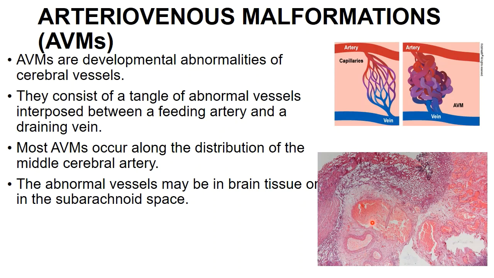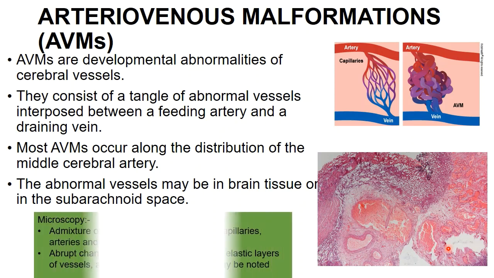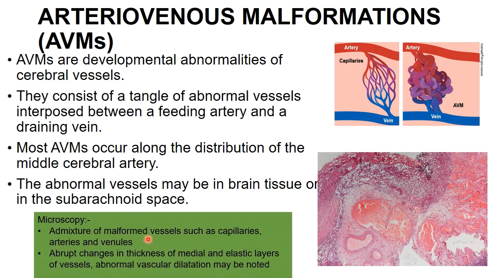Right? So what is this that you see here? You see vessels of variable caliber, right? So this is what we see. We see a mixture of malformed vessels such as capillaries, arteries and venules. The thick-walled arteries, the thin-walled veins, and you also have the very thin-walled capillaries here. And the abrupt change in the thickness helps you in identifying these vessels of variable caliber. This arteriovenous malformation typically involves the branches of the middle cerebral artery. The abnormal vessels may be in the brain tissue or in the subarachnoid space.